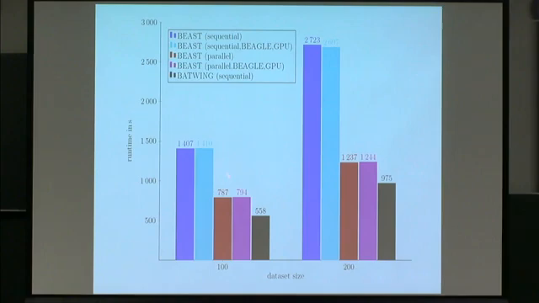The blue ones here are BEAST in the sequential mode. The red ones are BEAST in the parallel mode, and the black one here is BATWING. And we see here on the y-axis the runtime in seconds, and here the database size.